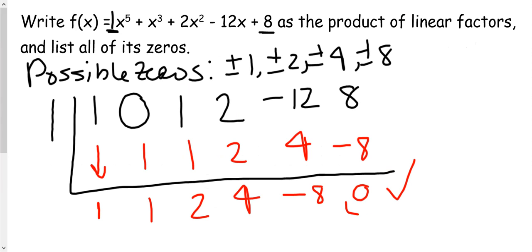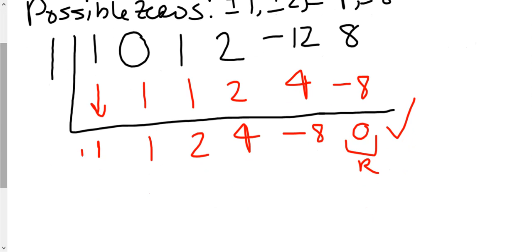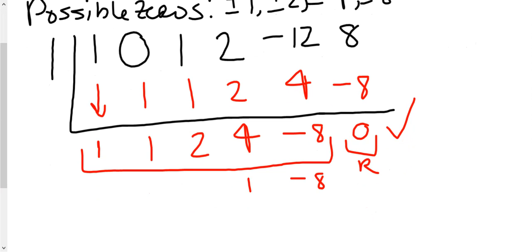Because I have a remainder equal to 0, I know that 1 checks out as a factor. I'm now going to take my quotient, this 1, 1, 2, 4, -8, and use that for my next round of synthetic division. Remember, this translates into this.